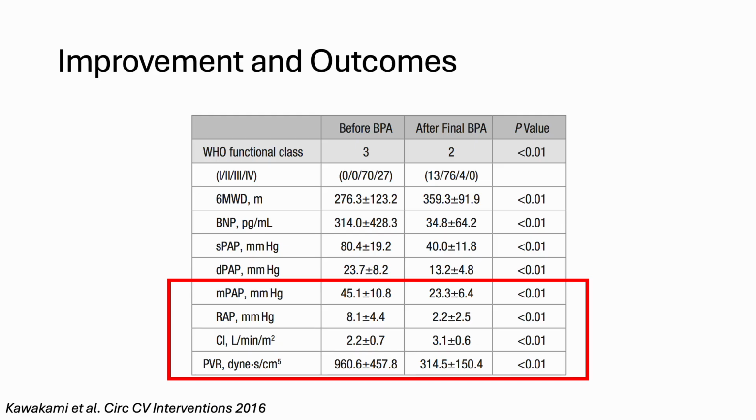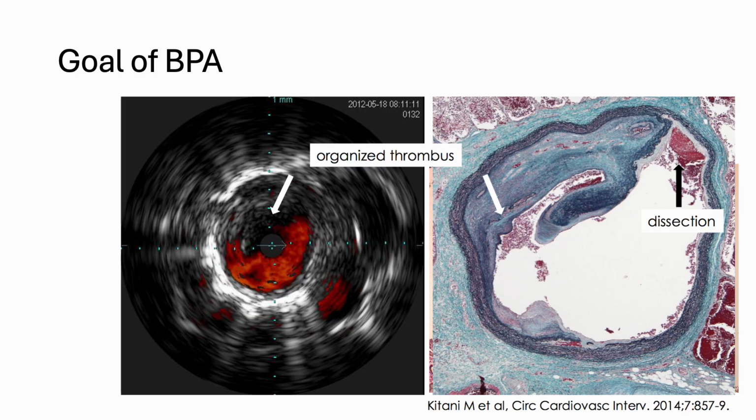But this was probably one of the most aggressive and successful reports on a large scale of balloon pulmonary angioplasty in CTEPH, with a reduction in mean PA pressure from approximately 45 down to 23.3, almost halving the initial mean PA pressures, and a subsequent reduction in resting right atrial pressure, as well as an increase in cardiac index and a decrease in pulmonary vascular resistance. So really, all told, leading to a lot of optimism and a pathway towards success as another method for treating CTEPH.